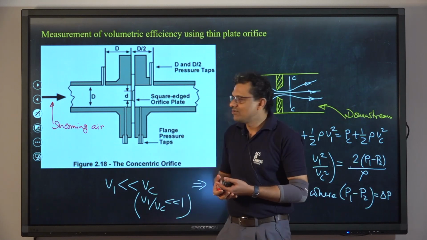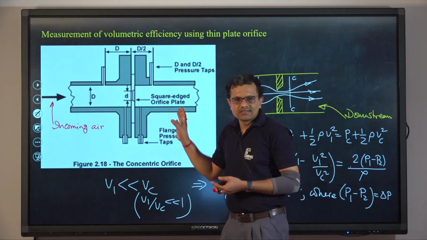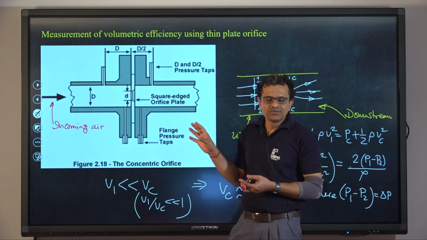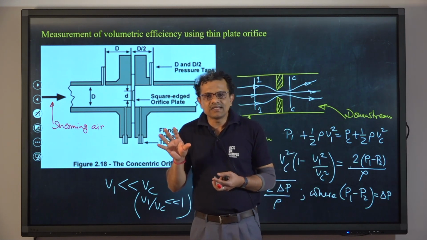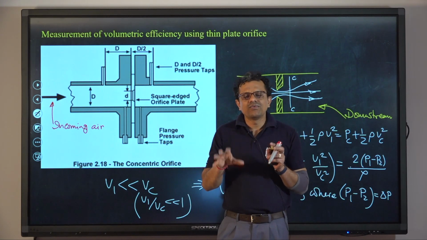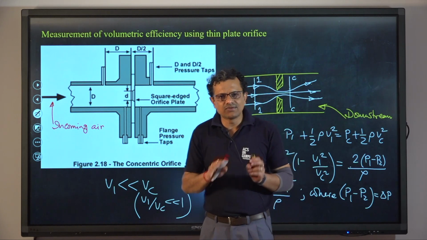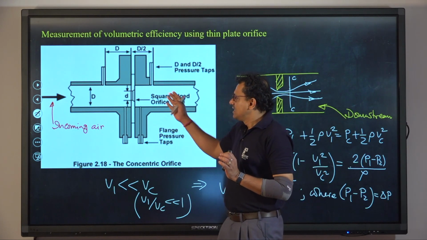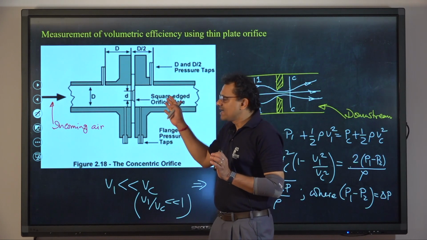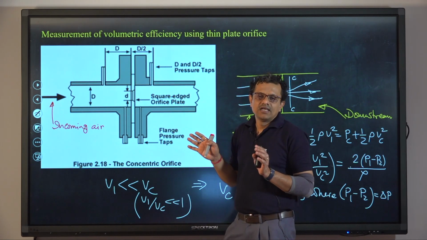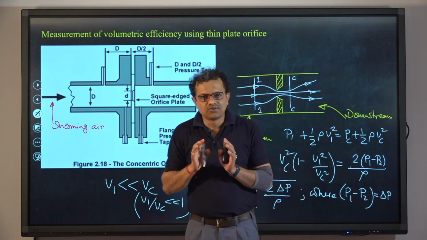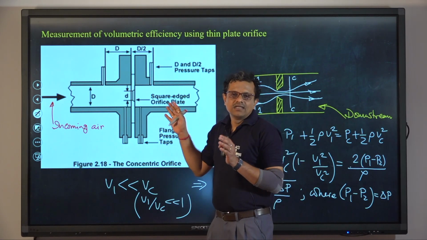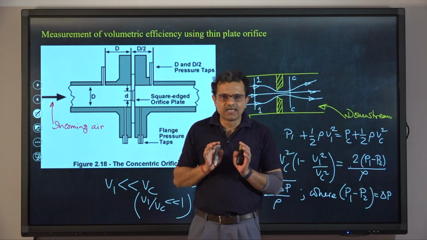So let me tell you once again, this device, that is orifice plate or orifice meter, can be used to measure actual mass flow rate of air with some mathematical calculation that we have discussed just now, but this device can be used provided a steady flow is ensured, because this device is a steady flow measuring device.